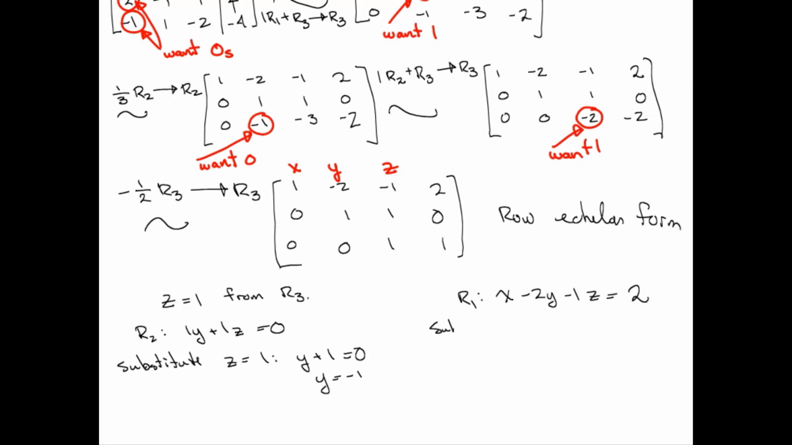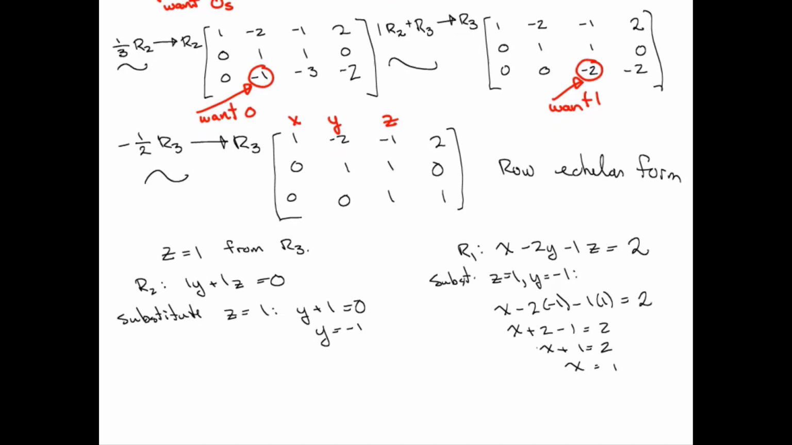And then we go to row 1, which tells us that x minus 2y minus 1z equals 2. And so now we're going to substitute in z equals 1 and y equals negative 1. And so then we get x minus 2 times negative 1 plus, minus 1 times 1 equals 2. x plus 2 minus 1 equals 2. And so my x then is 1.